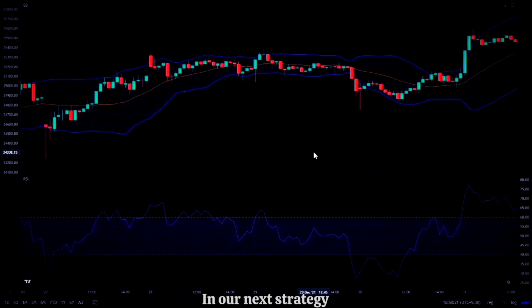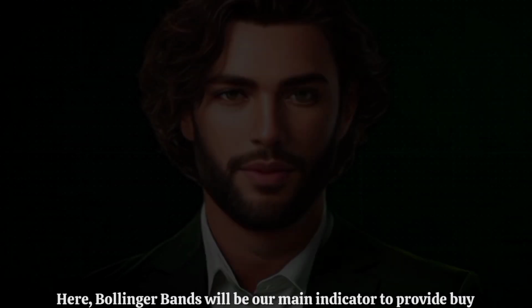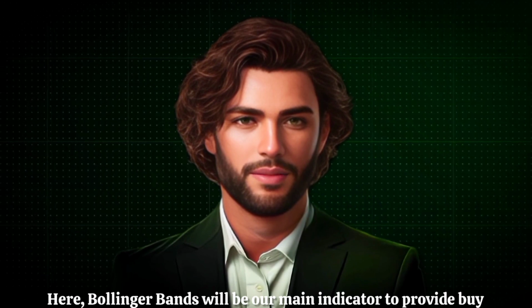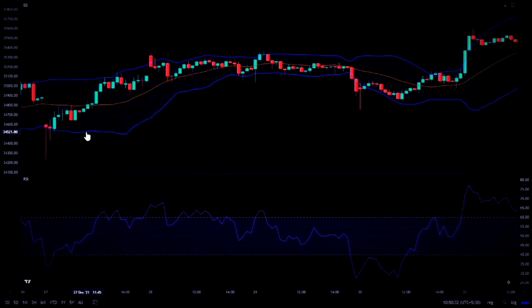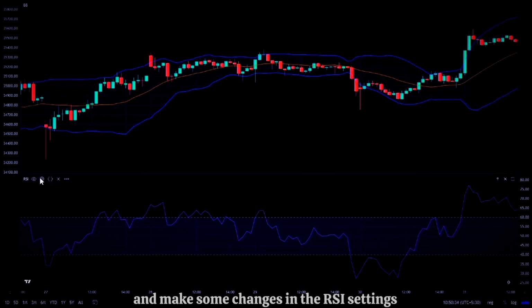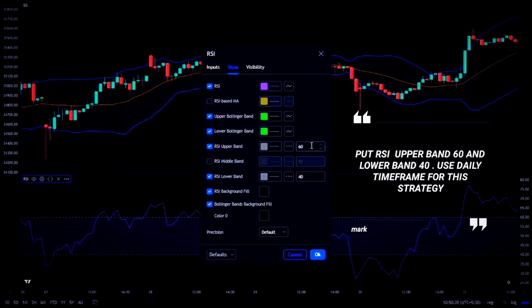In our next strategy, we'll use the Bollinger Bands along with the RSI. Here, Bollinger Bands will be our main indicator to provide buy and sell signals. I'll go to my trading platform and make some changes in the RSI settings, setting the upper band to 60 and the lower band to 40, and using a 15-minute time frame.